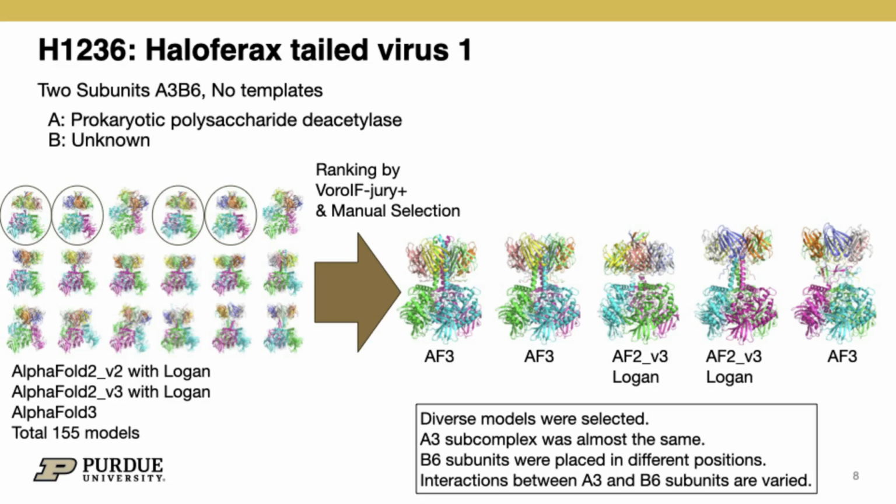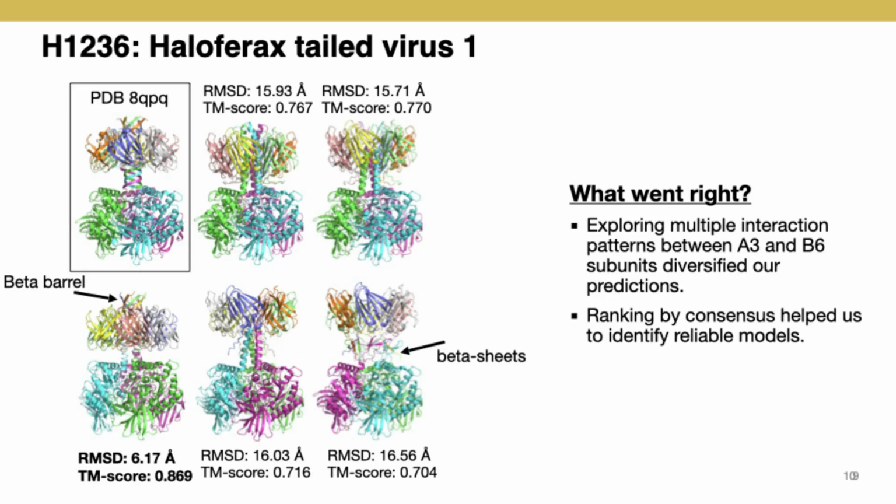So this is the PDB, the correct structure, and then these are the 5 models. Among these 5, the one which has this beta barrel has an RMSD overall of 6.17. Only this one had this beta barrel structure. The bottom part, the A3 part, was almost the same for all of the models, but the B6 part was a bit different. And then the jury method was able to pick this up.